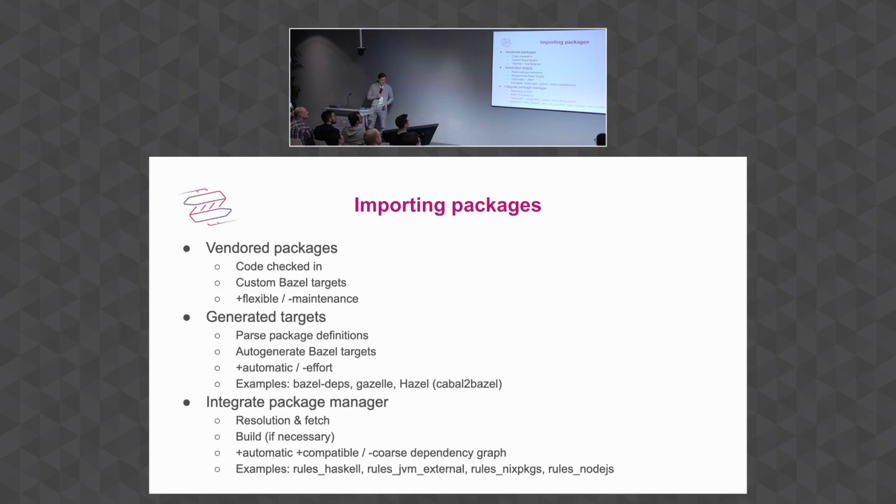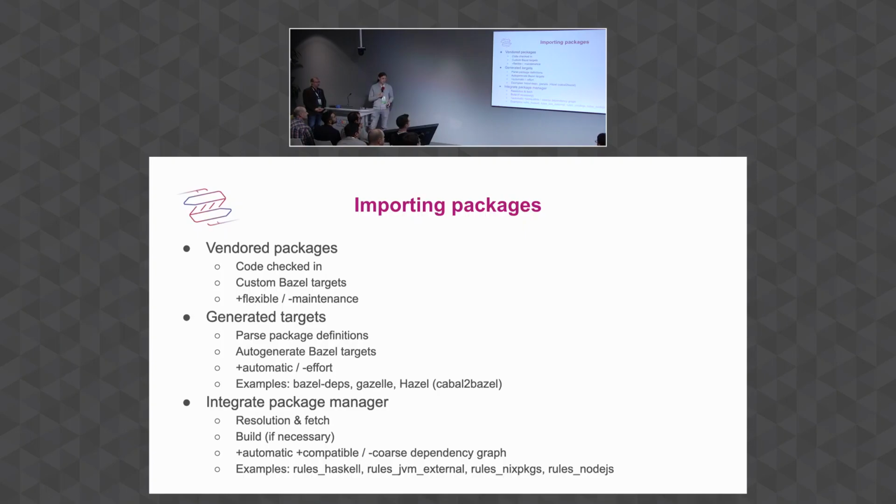So to set the stage, I'm going to demonstrate 3 different ways how you could handle external dependencies. The first is to just vendor those dependencies. So you just copy the source into your repository, define custom Bazel targets for those. This is a very flexible approach, but it can have a very high maintenance cost, especially if you want to do updates of your dependencies and such.